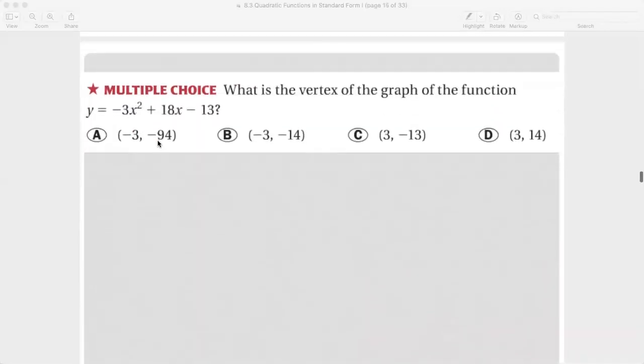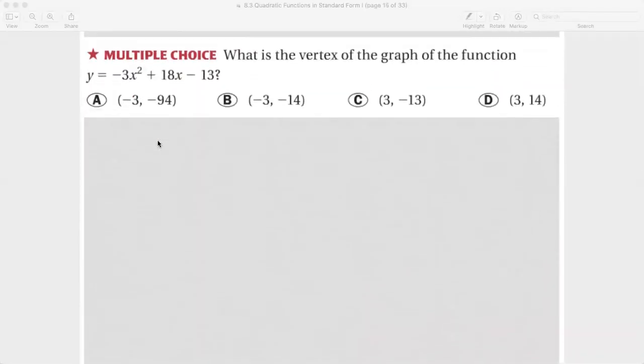Okay, so here's a nice multiple choice. What is the vertex of the graph of the function? All right, guys, so the only way to do this, because you have a b value, is you have to do x equals -b over 2a. So let's go right into it. x equals -b over 2a. And let's go ahead and identify a, b, and c. a is -3, b is 18, c is -13.